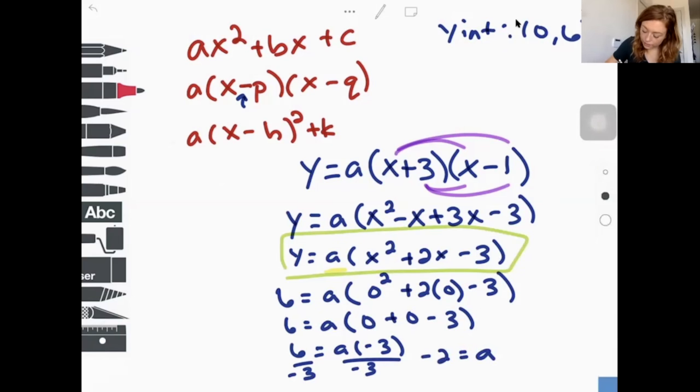Okay, so I have y equals -2 times x squared plus 2x minus 3. And now I'm going to use the distributive property and simplify that out. So I have y equals -2 times x squared is -2x squared. -2 times 2x is -4x. And -2 times -3 is +6.